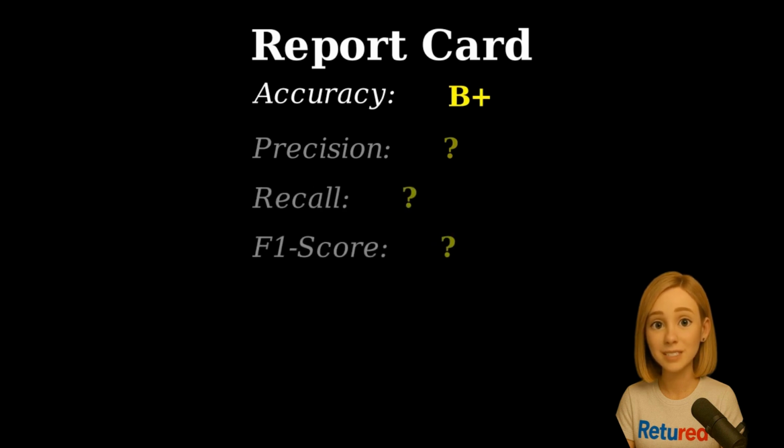This is the central challenge we face. Accuracy, while easy to understand, can be a trickster. It often hides the real story. To truly understand our AI, especially for critical tasks like spotting rare diseases or stopping fraud, we need a much better report card. Today, we'll build that report card piece by piece.